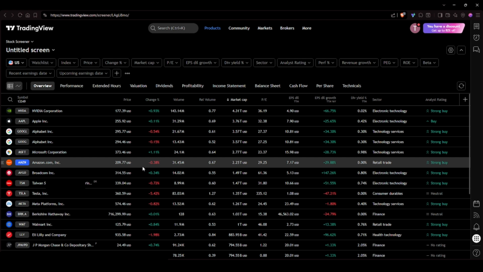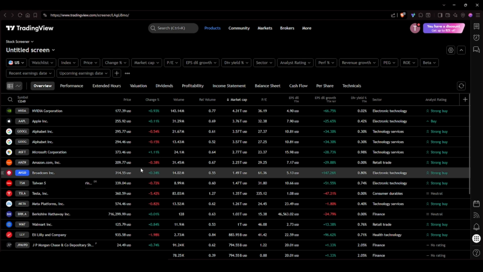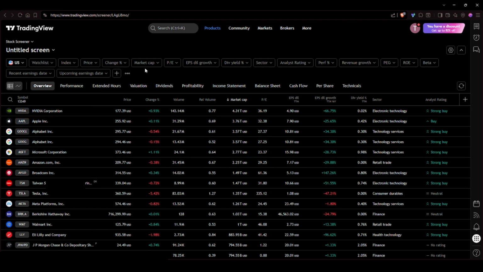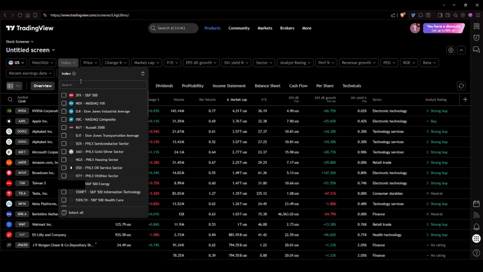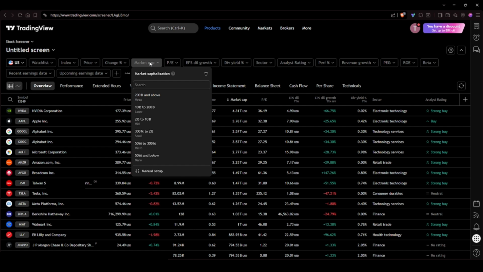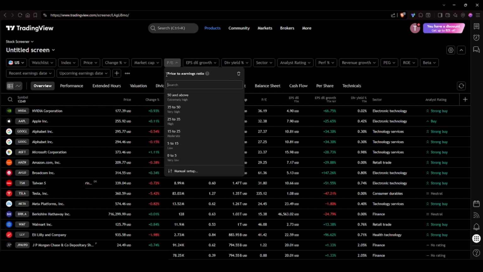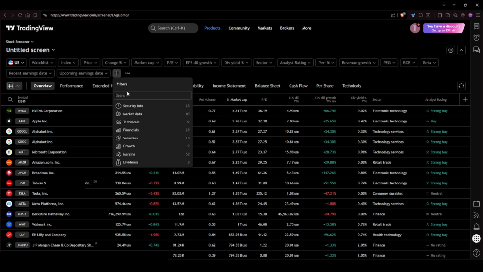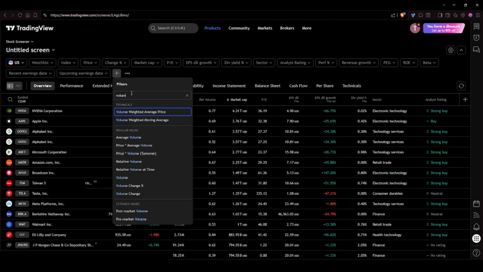Now that you have the stock screener open, it's time to customize your filters. On the left side, you will find various criteria such as price, volume, market cap, and technical indicators. You can set these filters according to your trading strategy. For example, if you are looking for stocks with a certain market capitalization or specific volume levels, select the relevant options. You can mix and match multiple filters to narrow down your search even further. Remember, the more specific you are, the more targeted your results will be.